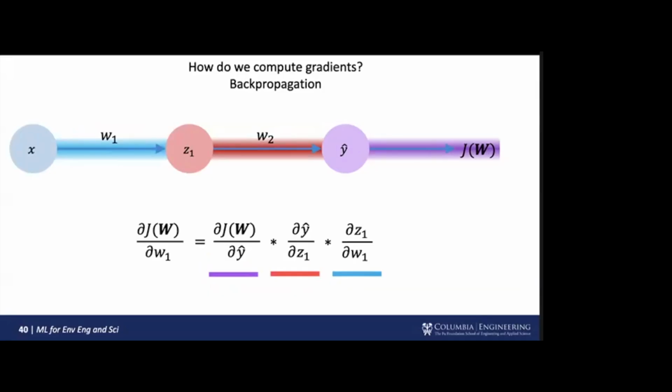Okay, now for earlier weights like W1, the gradient breaks into three pieces. First, how the loss changes with the output. Second, how the output changes with the hidden variable Z1. Third, how Z1 changes with weight W1. We multiply these three terms together. Each term is a local derivative, and backpropagation just passes these local derivatives backward through the network. So in deep networks, we repeat the same idea across many different layers.